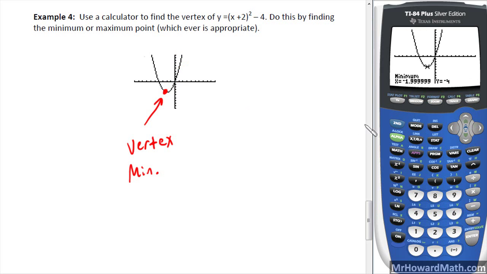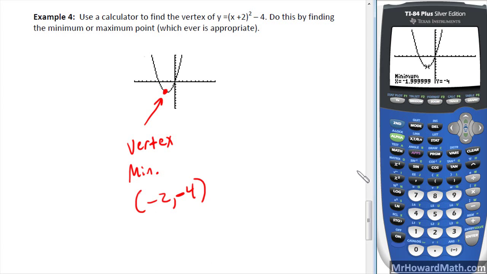It'll find it. So you need to be aware of rounding error in your calculator. Don't write negative 1.99999. Just write negative 2. It's negative 2, comma, negative 4. The vertex is negative 2, negative 4. And if you look at the function, we know that because it's moved left 2 from there and down 4 from there. So left 2 down 4 takes me to negative 2, negative 4. Alright, that's it for this video.